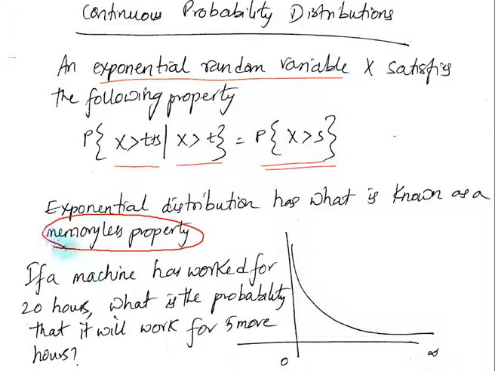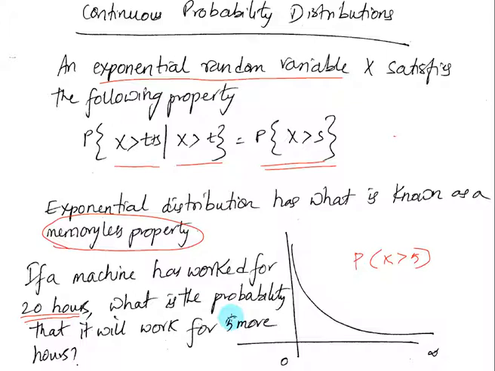So the way to explain this is, if a machine has worked for 20 hours, what is the probability that it will work for 5 more hours? The fact that this machine has worked already for 20 hours has no bearing on the probability that the machine can work for 5 more hours. The probability that it will work for 5 more hours will simply be the probability that x is greater than 5. That is what is known as the memoryless property. It does not remember how long it has worked.